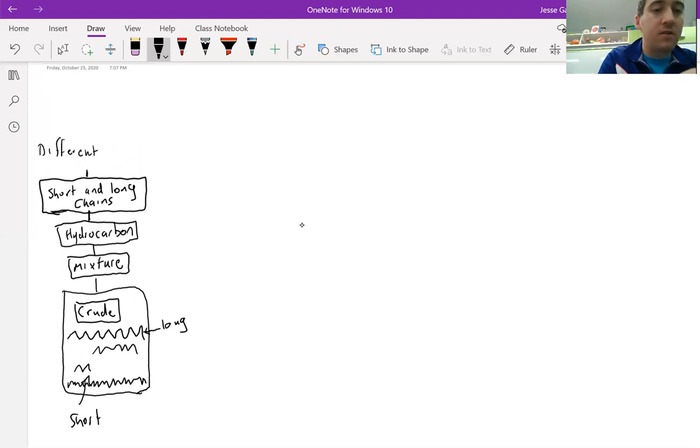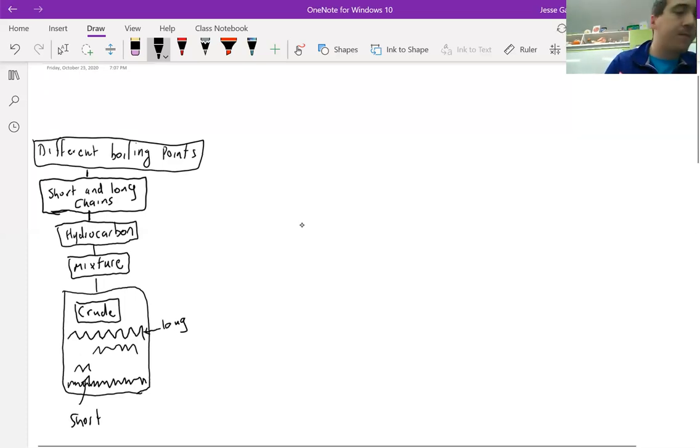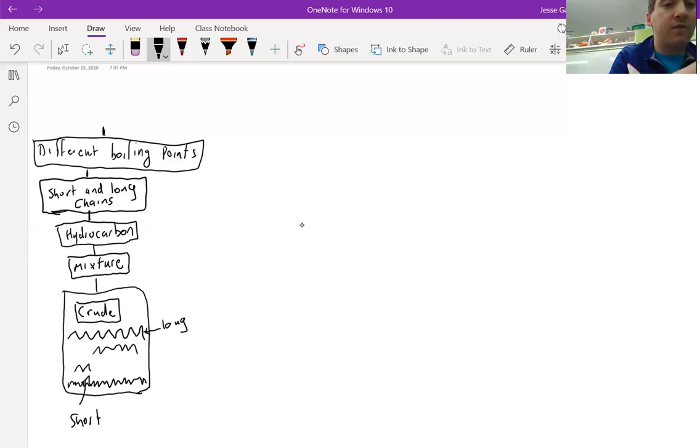Different boiling points. Now we learned the reasons for that in video 7. If you're not sure of the reasons why, you need to go back and watch video 7. Okay, so to separate these substances that have different boiling points in crude oil, we use this process called fractional distillation.